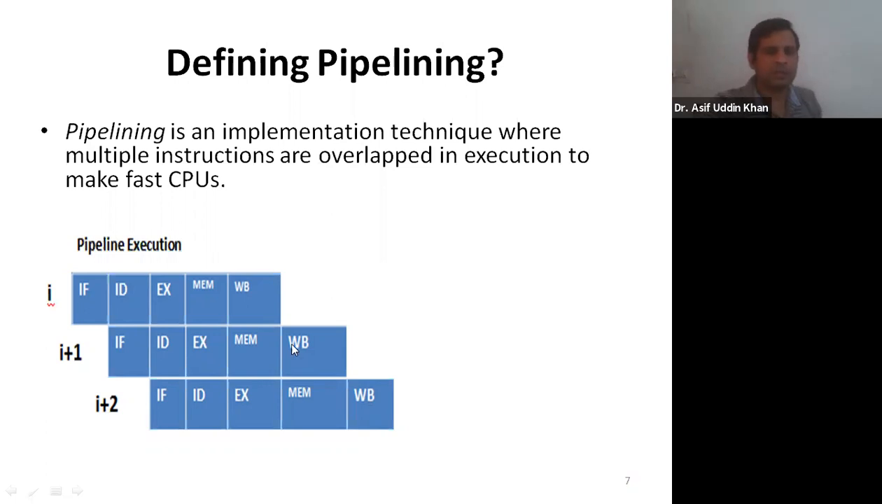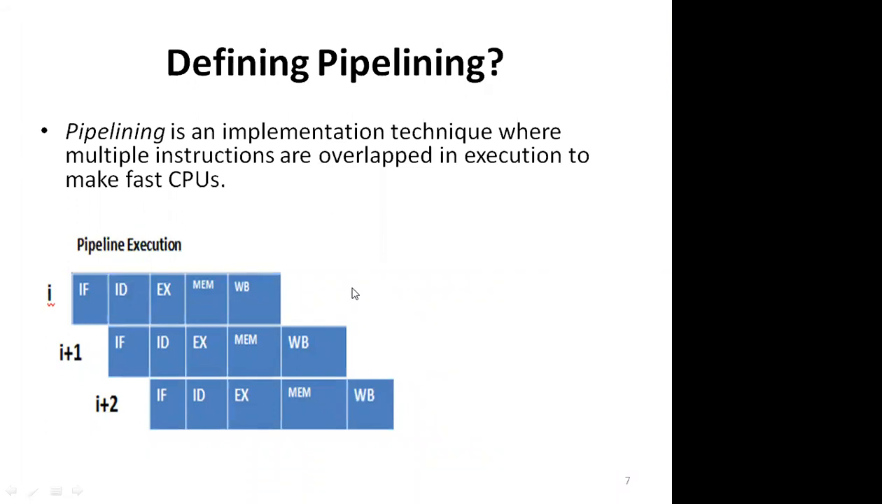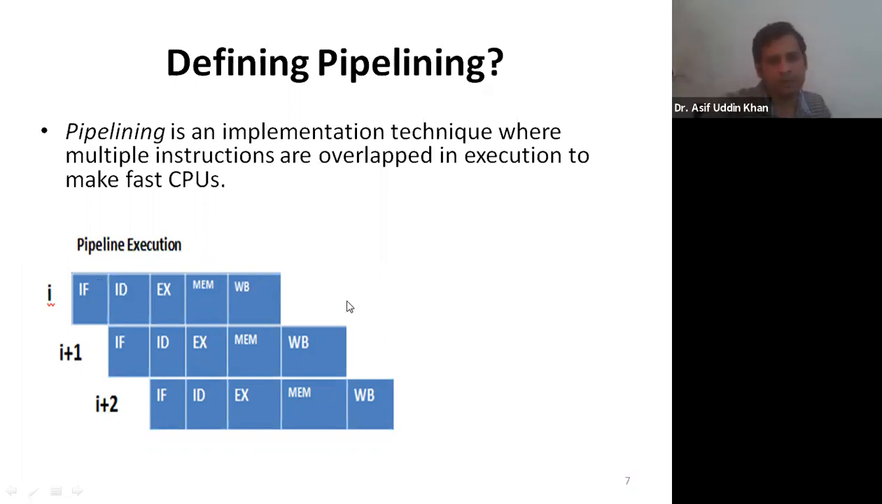So now you can see how many clock cycles are used in total in this case. Can you tell me? Seven. Yes, a total of 7 clock cycles are used here: clock cycle number 1, 2, 3, 4, 5, 6, and 7.